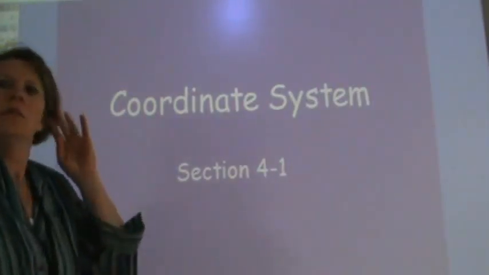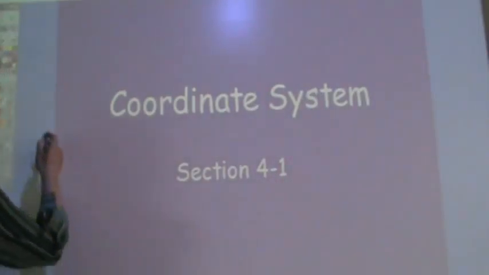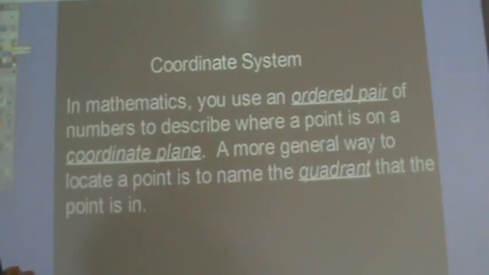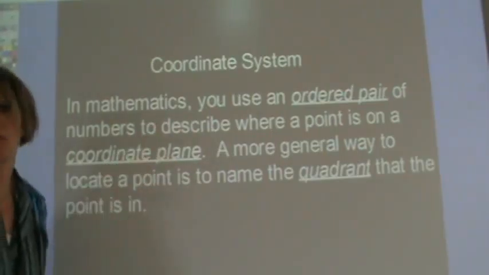Okay, the coordinate system is today's topic. You can title your notes. All right, here's your definition. In mathematics, you can use an ordered pair of numbers to describe where a point is on a coordinate plane. A more general way to locate a point is to name the quadrant that the point is in. Okay, so if you want to pause and write that down.